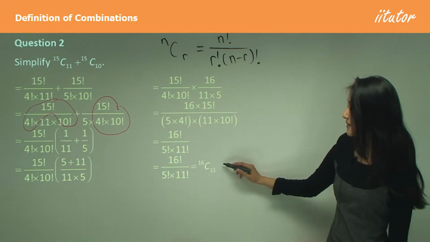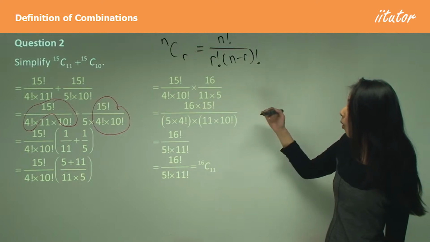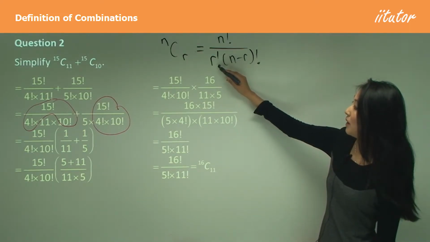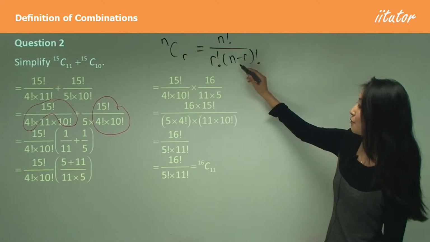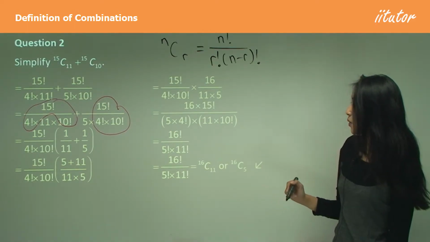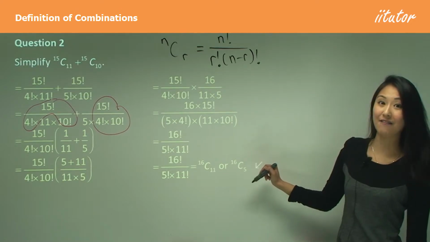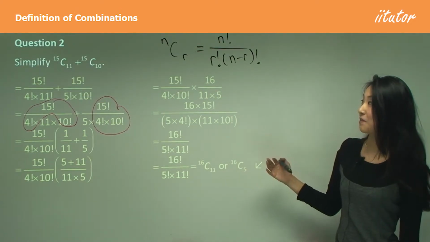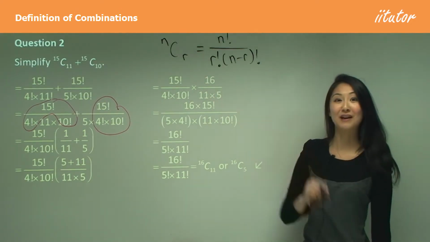So it's going to be 16c5, or imagine if it was 11 as well, and you would get 5 factorial from 16 minus 11 anyway. So it's going to be 16c11 or 16c5. So either of those is going to be a simplification of what we have up here.